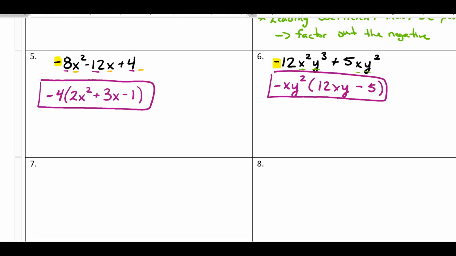So again, if you got this one right on the first try, I want you to put a smiley face. If you got it incorrect, put a frowny face so that you'll remember to ask me questions, or so that I can know that you need a little bit more help on this problem. Number 7.